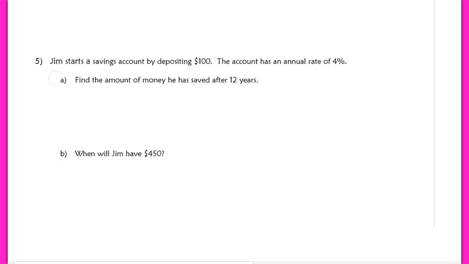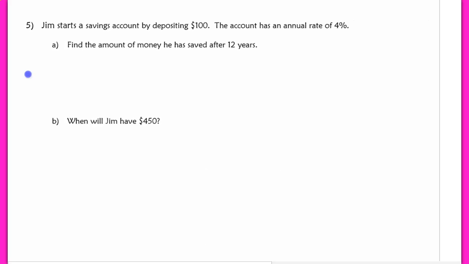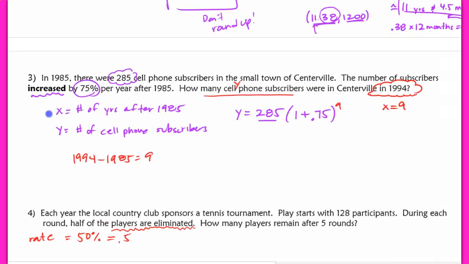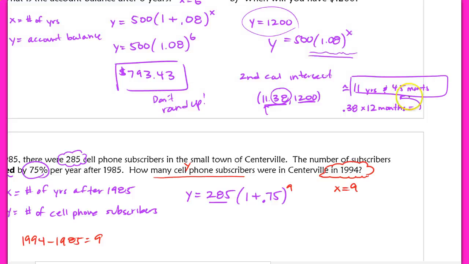And then number 5 is really similar to that first question that we worked on. Try to make sure that when you get to part B here, that you get the correct number of months also. Okay, I want to see you making sure that you can do what we did up here when we found that was 4.5 months. You have to take that decimal and multiply by 12 months in order to find the number of months there.